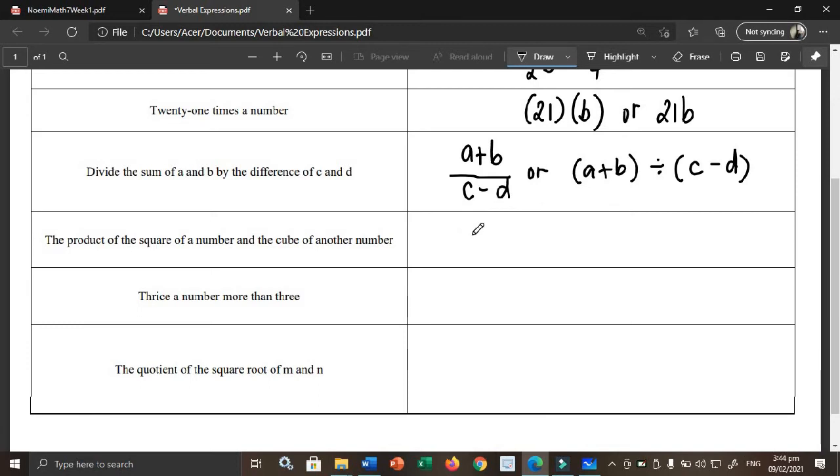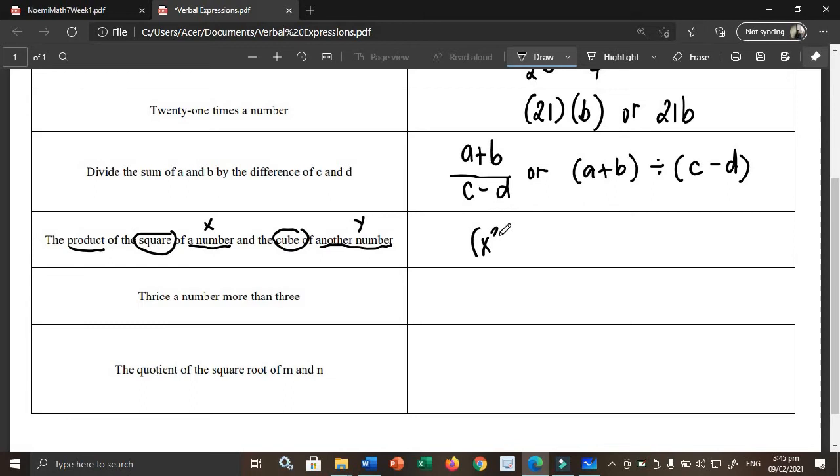And then, next is the product of the square of a number and the cube of another number. So, the product, pwede tayo maglagay ng parenthesis, product involves multiplication. Product of the square of a number. So, let's say, ang i-assign ko na variable sa unang number is x, and then dun sa another is y. And then, yan, cube. So, the product of the square of a number, that is the exponent, no? Yung maliit na number on the upper right ng variable. That is what we call the exponent.